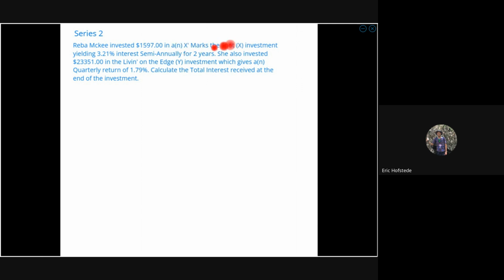X marks the spot, which we'll denote as investment X, and living on the edge, which we'll denote as investment Y. They both have different amounts invested and different rates of return or interest rates. Let's break this down. This is actually just a one-part question. There's no A and B. It's the total interest received at the end of the investment. So I'm looking for interest, which is PRT.